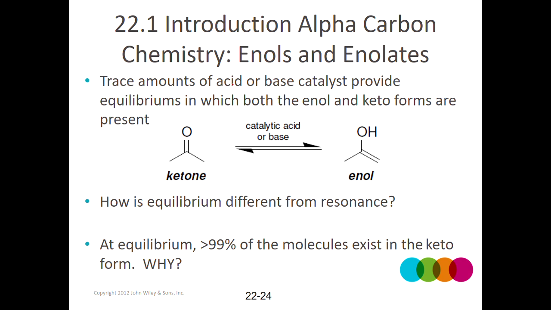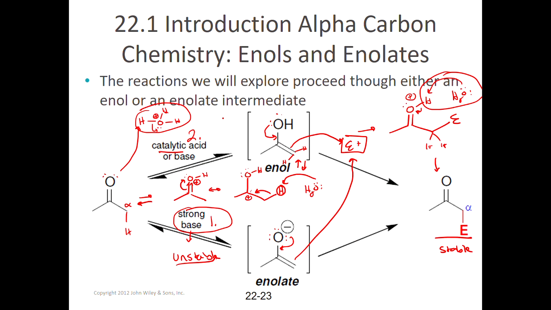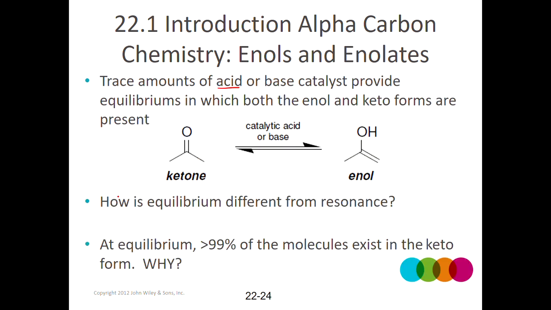So if I use an acid, we just showed how to do that. The carbonyl will pick up a proton, it'll become protonated. Through resonance, you'll get a positive here. A water can pick up that proton, shift electrons in, and produce this enol. So this is an equilibrium between the enol and the ketone.